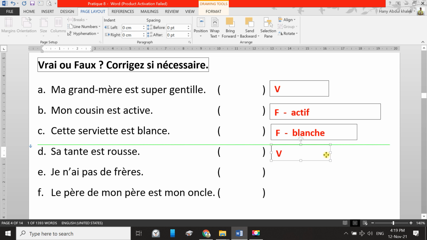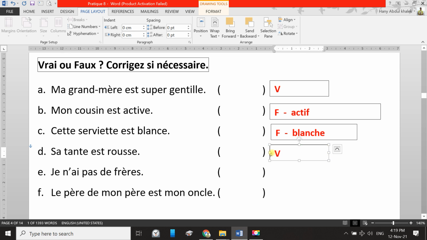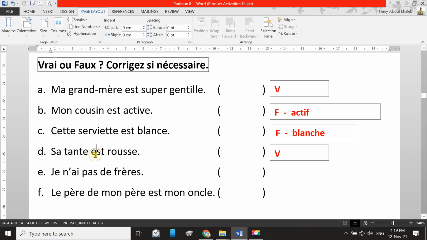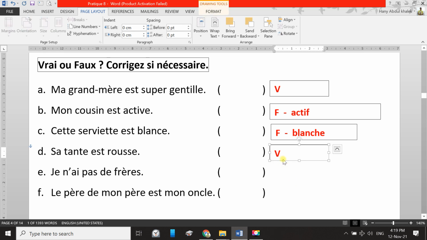Okay, the next sentence. Letter D, sa tante est rousse. Sa tante est rousse. Here, sa tante is féminin singulier. The verb is correct. Rousse is féminin because tante is féminin singulier too, so this is vrai.